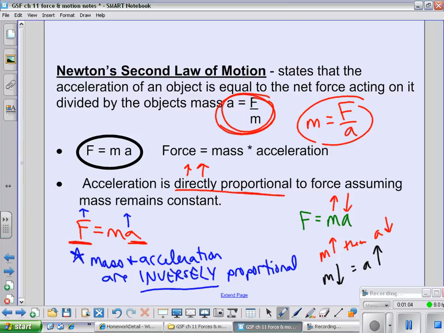And then for mass and acceleration, we talked about the fact that I could throw a baseball, which has a small mass, and make it accelerate much more than if I had a big mass like a shot put or a bowling ball, which is going to accelerate less. So mass and acceleration are inversely proportional if your force stays the same. Take a second to digest that and make sure that you can do it.